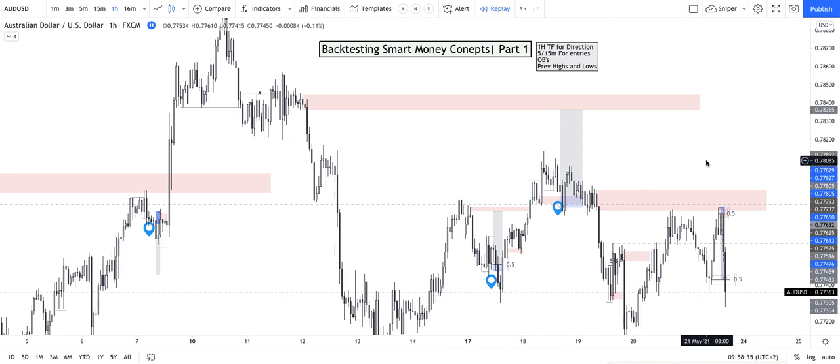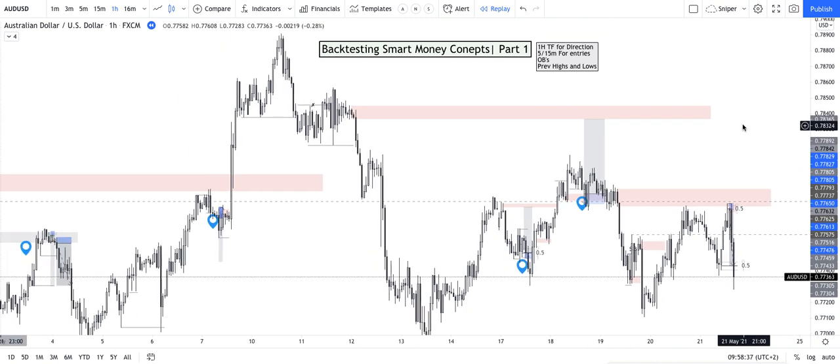There's a lot left out with regards to full analysis and some of the other techniques and concepts that I do use, session openings and Asian session manipulation. So there's a lot still happening. But this is just a good overview of how you can start backtesting smart money concepts.